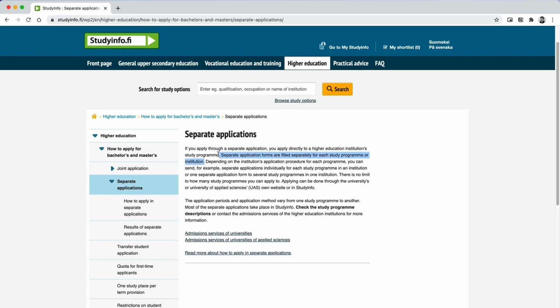Alright, so the second way to apply to study in Finland was to use a separate application. This means that you apply to a university program by filling literally a separate application form for each study program or university. This means that programs that use a separate application cannot be applied to using a joint application or vice versa.